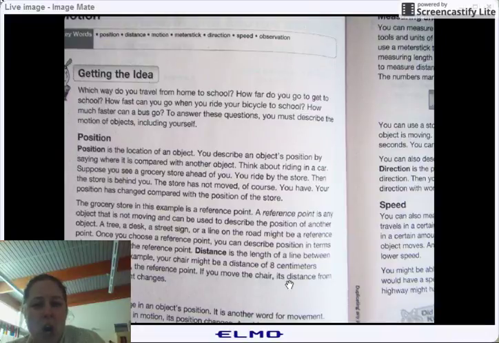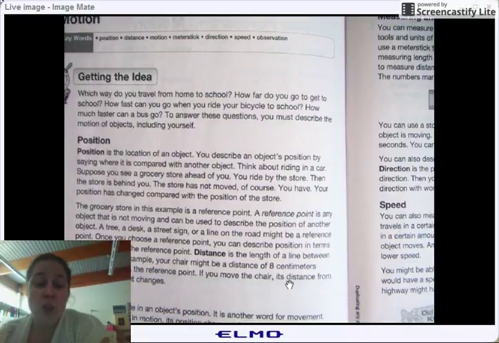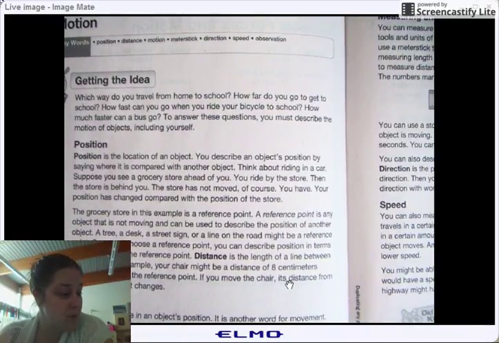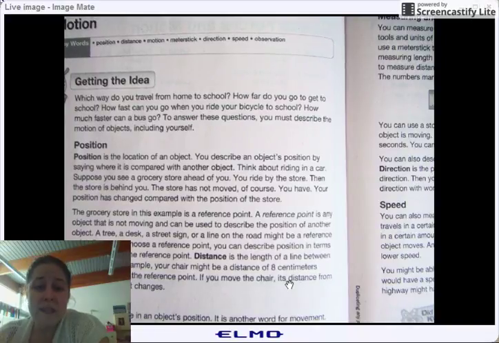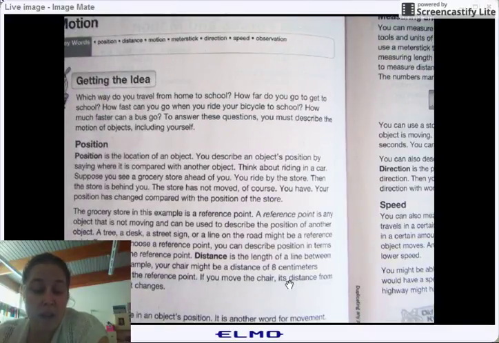Think about riding in a car. Suppose you see a grocery store ahead of you. You ride to the store, then the store is behind you. The store has not moved. Of course, your position has changed compared to the position of the store. The grocery store, in this example, is a reference point. A reference point is any object that is not moving and can be used to describe the position of another object.